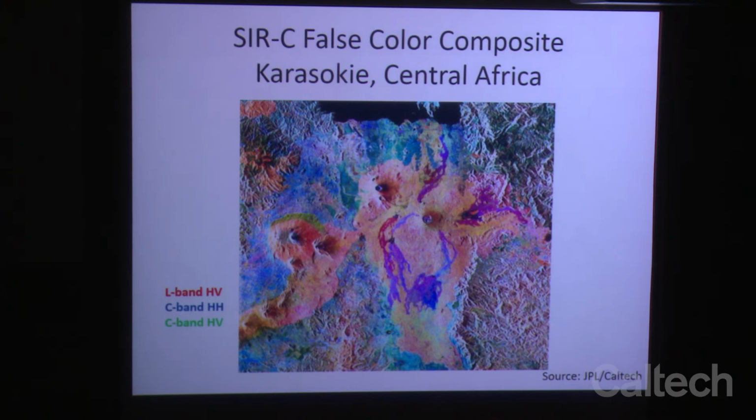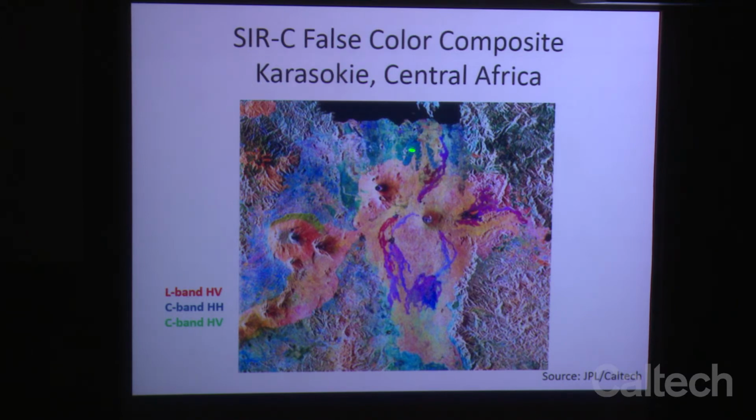This is a nice example. It's one of my favorite scenes, which was acquired by NASA's SRTM imaging radar that flew on the space shuttle some time ago. This is a false color composite that combines L-band and C-band information. So you're looking at multi-frequency data here with 3 different polarizations. This is the Karisoke region, Central Africa.